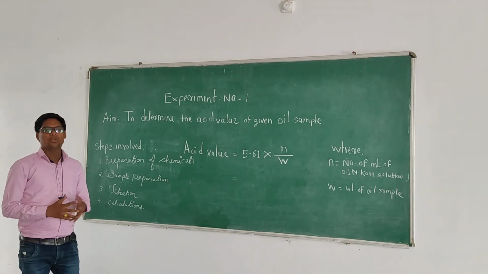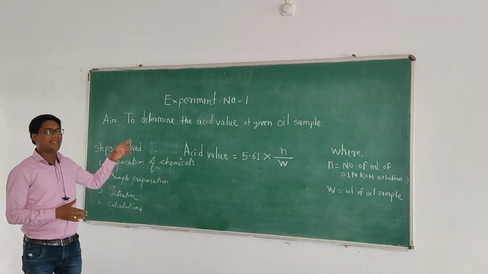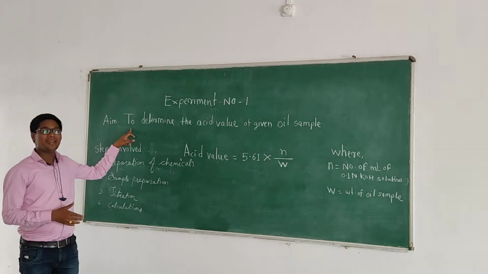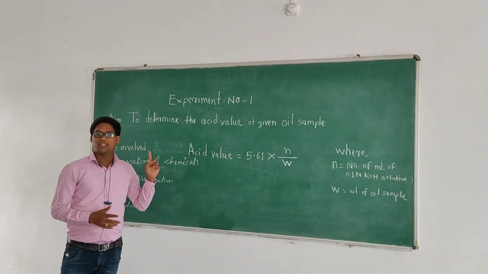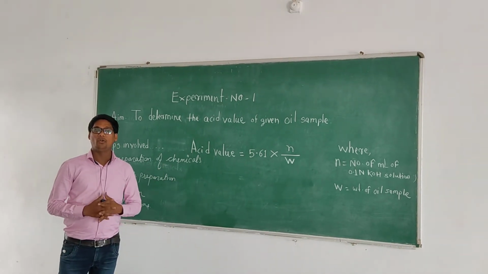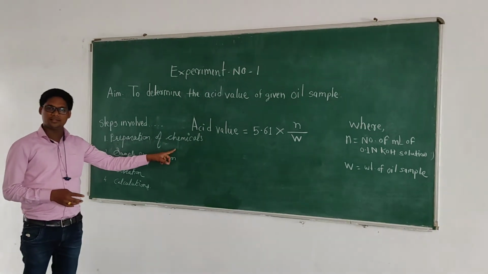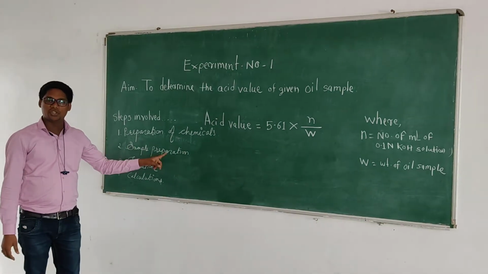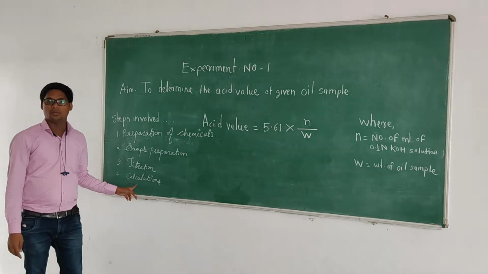In this video, we are going to conduct the experiment. The aim of the experiment is determining the assay value of the given oil sample. This experiment involves 4 steps. First, the preparation of chemicals. Second, sample preparation. Third, titration, and last, the calculation part.